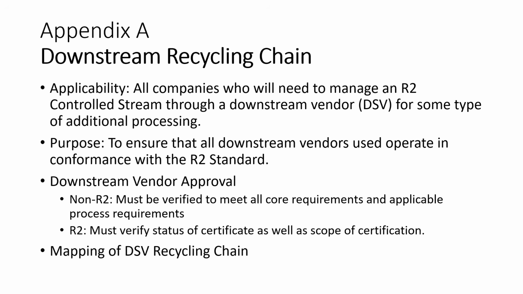Alternatively, if we are working with R2v3 vendors, we have the option to either map out the entire recycling chain through end of life or can stop at the first R2v3 company as long as we register that company with SERI. It's an easy process on SERI's website. They have a place where we can register downstream vendors, and that would allow us to not have to map out the rest of the recycling chain.